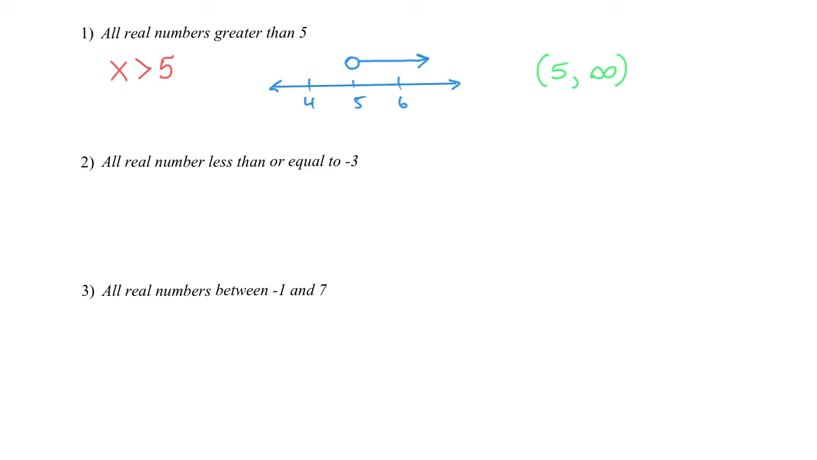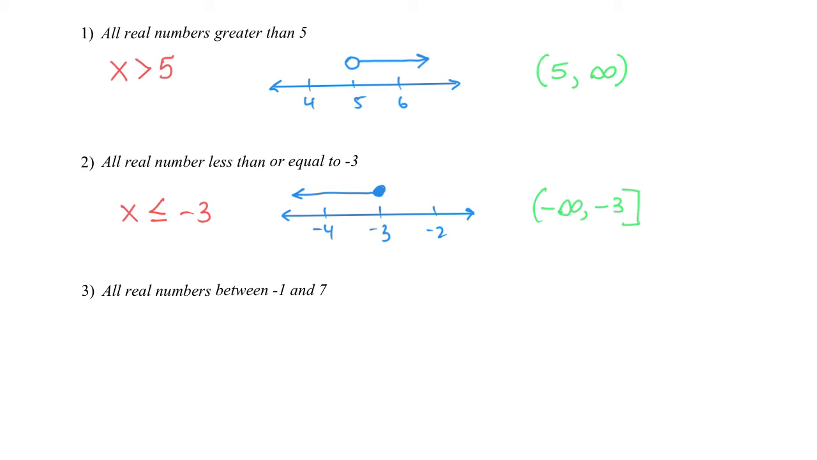How about all real numbers less than or equal to -3? Okay, let's take a look. All real numbers less than or equal to -3. What does that look like on a number line? We're going to do -4, -3, -2. Less than or equal to gets a closed circle, arrow to the left. What does that look like in interval notation? We want all the numbers from negative infinity to -3, and we want to include -3, so it gets a bracket.